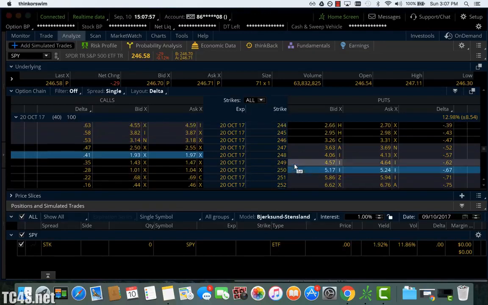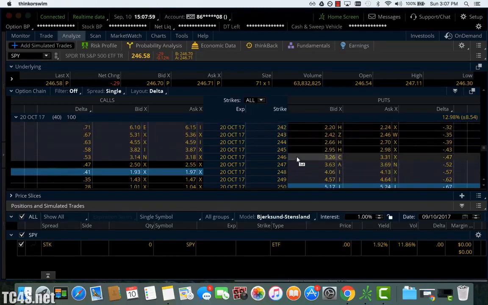Same thing on the put side. Anything with the delta 50 or below. So we have the price of the stock above our put, and that would be out of the money. That's an example of out of the money.